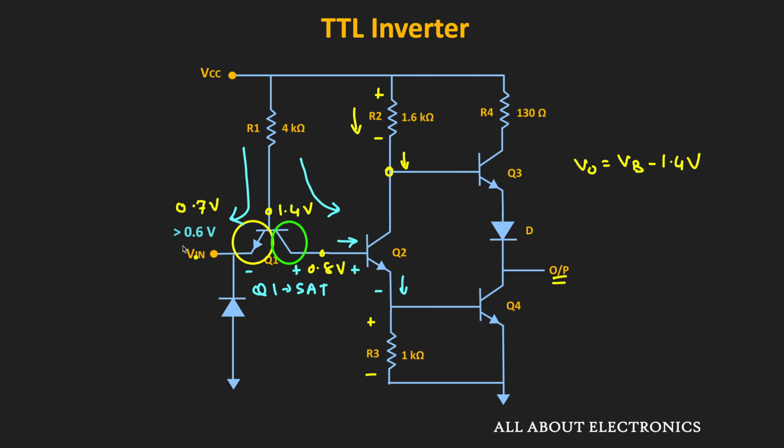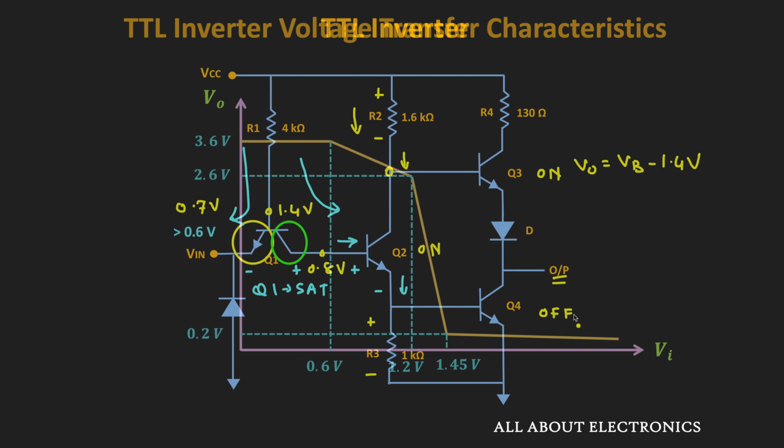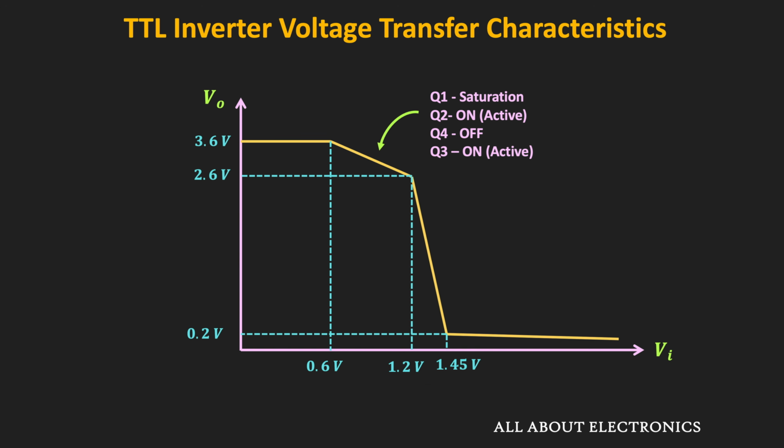So we can say that when the input voltage is more than 0.6 volt, at that time this Q2 and Q3 will be in the on condition, while the Q4 will be in the off condition. That means in this region of operation, the Q1 is operating in the saturation, while the Q2 and Q3 will operate in the active region. And the Q4 will remain in the off condition. So until this Q4 is off, this output voltage will reduce at the fixed rate with the increase in the input voltage. But once the Q4 gets turned on, this output voltage will reduce even at the faster rate.